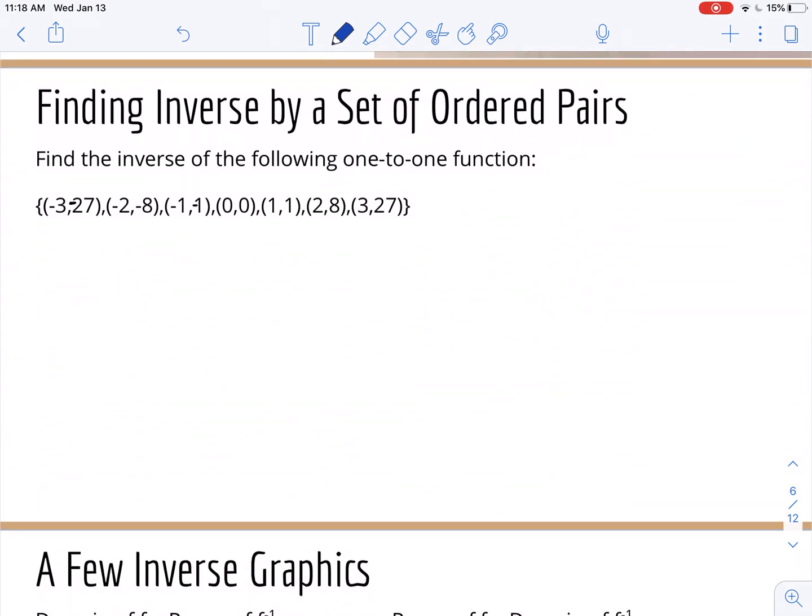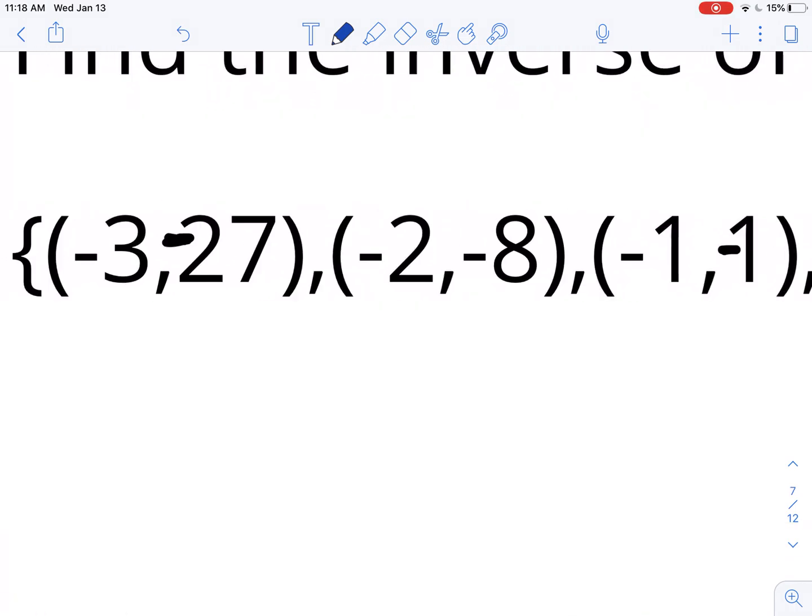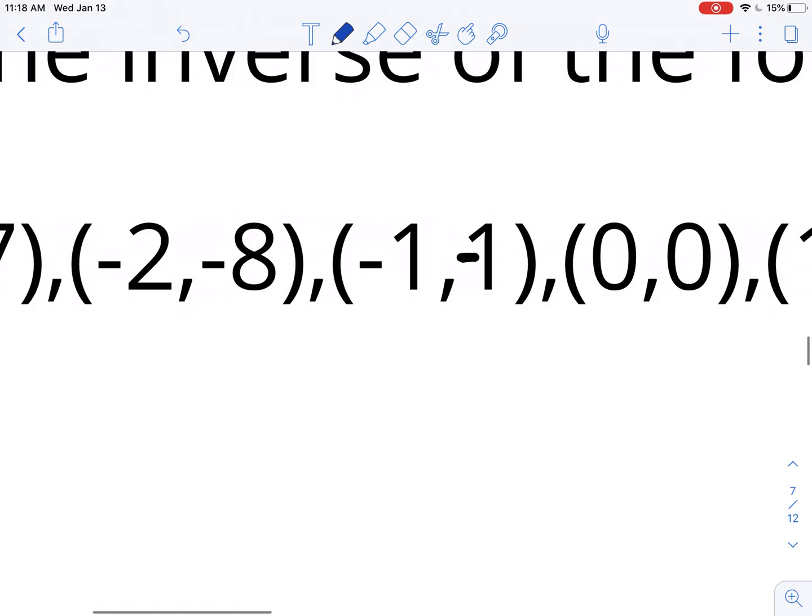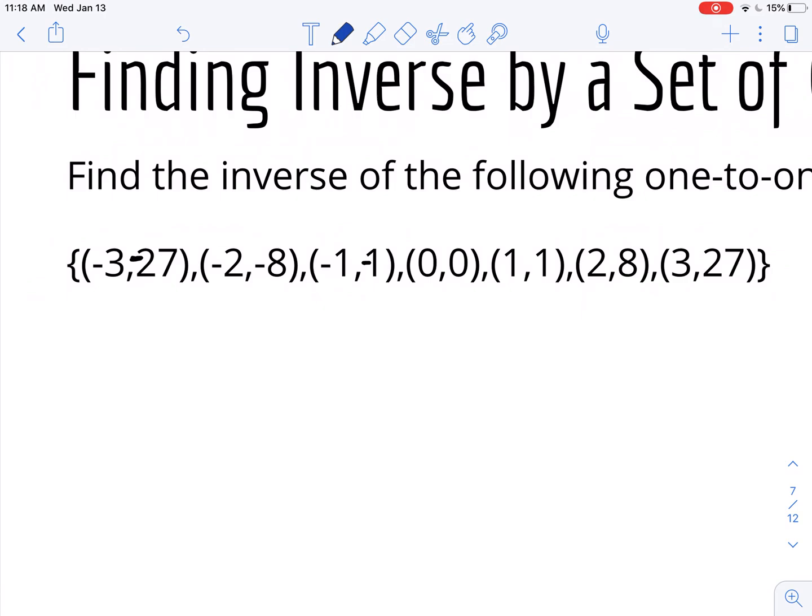So finding an inverse by a set of ordered pairs, make sure on your notes you change this. I did not make this first 27 negative. I had to add that in. I did not make that first 1 there, -1. Right now, the way it's written in your notes, it's not one-to-one. By putting those two negatives in, you now have a one-to-one function.